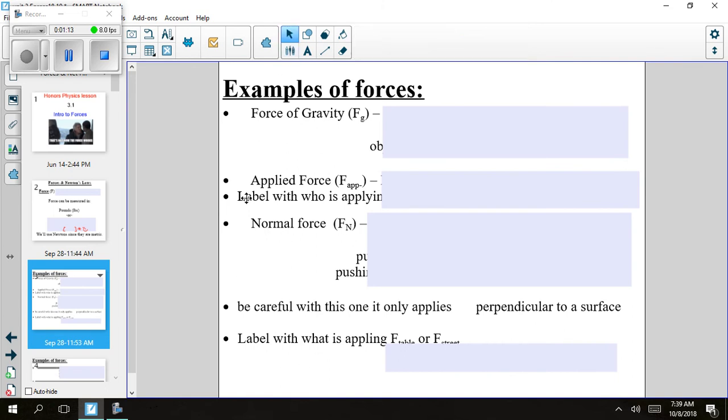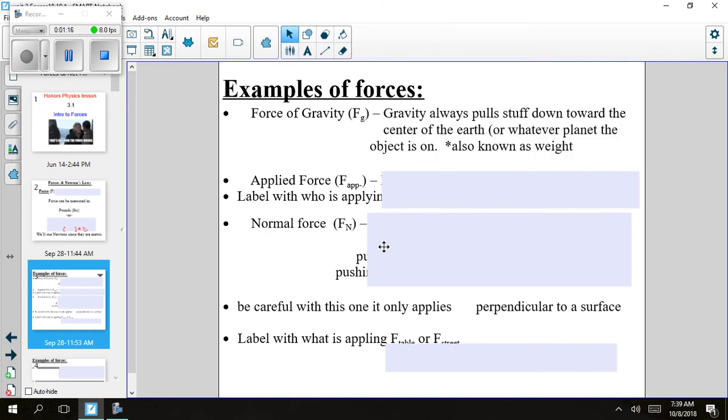Alright, so a couple examples of forces. We've got the force of gravity. Gravity always pulls things down towards the center of whatever it is we're on. So in this case, it'd be the Earth. If you're on Mars, it'd be the center of Mars, center of Jupiter, center of an asteroid. Alright, people can push stuff. We call this an applied force, and we're always going to want to label it F for force, and then whoever is applying it, Roy, Sally, Billy Bob, Toothless Joe, whatever.